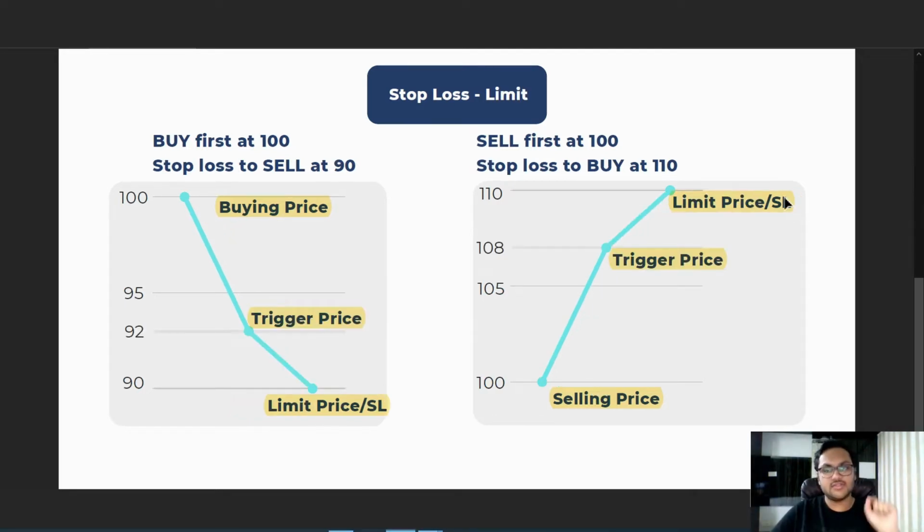Now let's discuss stop loss limit order. Here there are two alerts. The first alert is the trigger price. On the left side, you can see the example, the 92 is the trigger price.